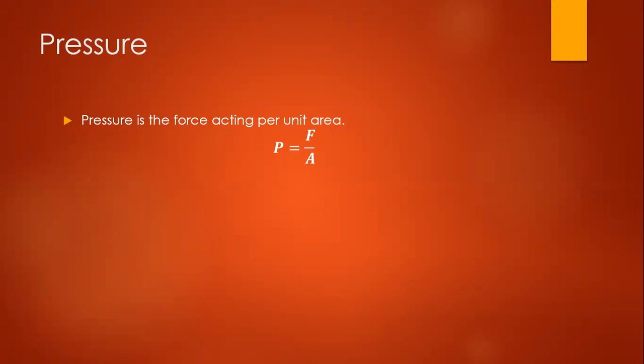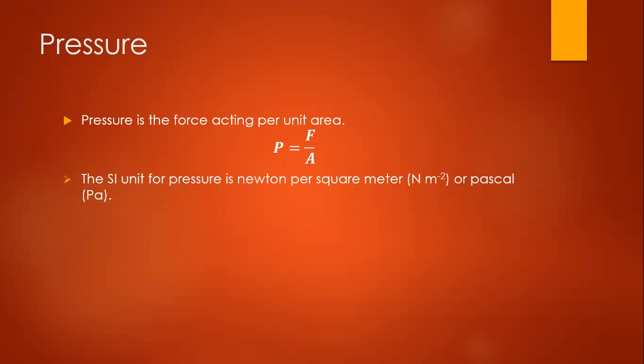Now the SI unit of pressure is Newton per meter square, as the SI unit of force is Newton and the SI unit of area is meter square. Newton per meter square can also be written as Pascal, because the concept of pressure was given by Pascal. Pressure is a scalar quantity.